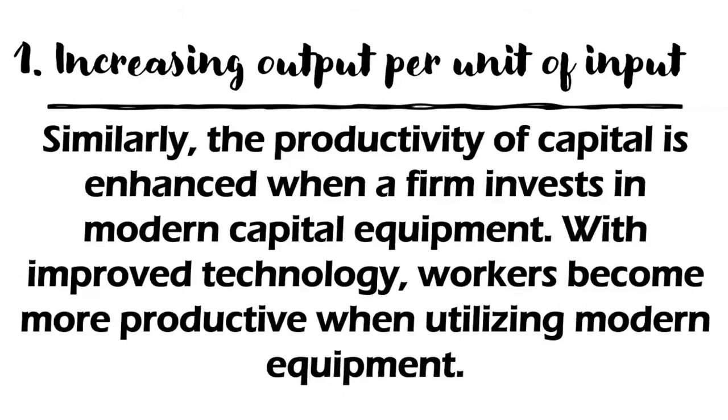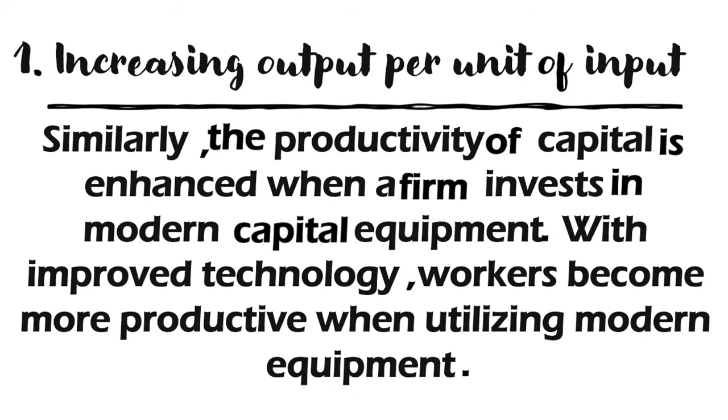And then, similarly, the productivity of capital is enhanced when a firm invests in modern capital equipment. With improved technology, workers become more productive when utilizing modern equipment. So basically dito naman, another way naman to increase the output per unit of input, ang isang paraan pa nga daw is yung pag-acquire ng mga equipments na ginagamit for the process of creating final output. Okay? So, yun po yung dalawang paraan.